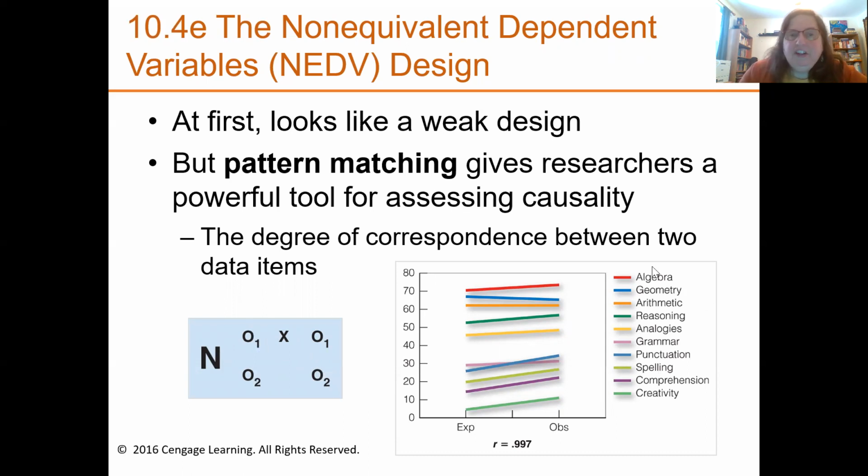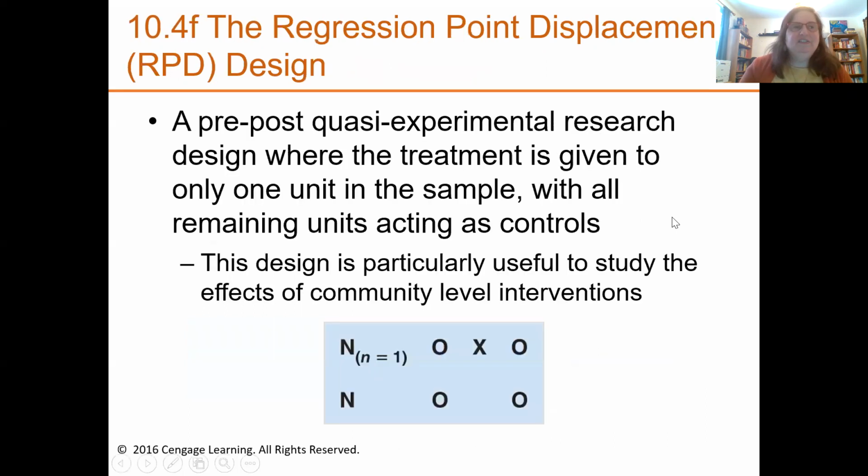But if we look at pattern matching, it can be helpful. So let's look at this. In our first group, we're looking at algebra, let's say. In our second group, we're going to look at geometry. Algebra group got the intervention, geometry group did not. Maybe we can do something with that.